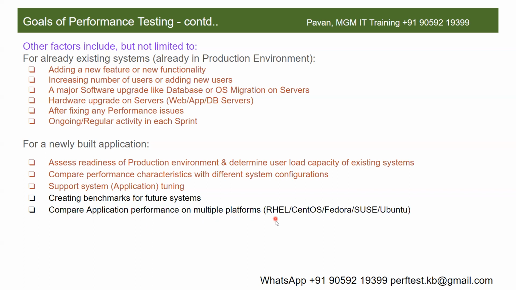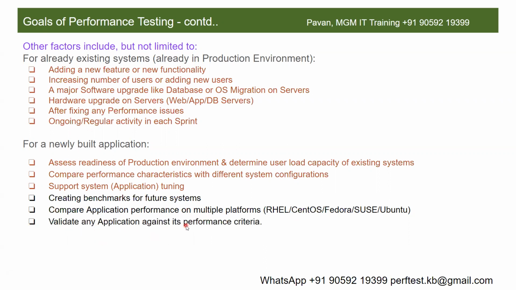Mostly your servers will be running on Linux servers. Most of the applications run on Linux servers, and there are different flavors of Linux, like Red Hat Enterprise Linux; RHEL stands for Red Hat Enterprise Linux. CentOS, Fedora, SUSE Linux, Ubuntu Linux. These are the different flavors of Linux. Apart from that, some applications may be running on the Windows operating system as well. If you want to compare the application performance on multiple platforms, which platform is giving better performance, we also do performance testing for a newly developed application, right?